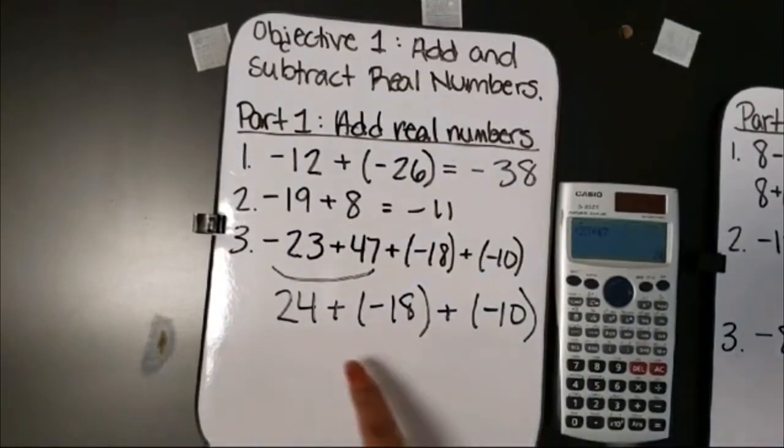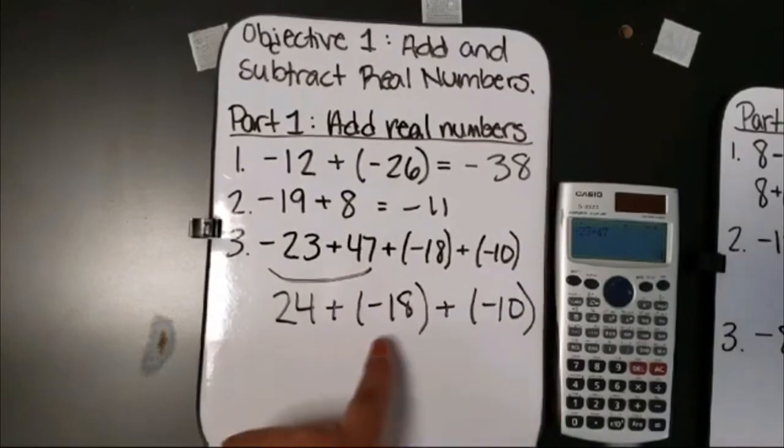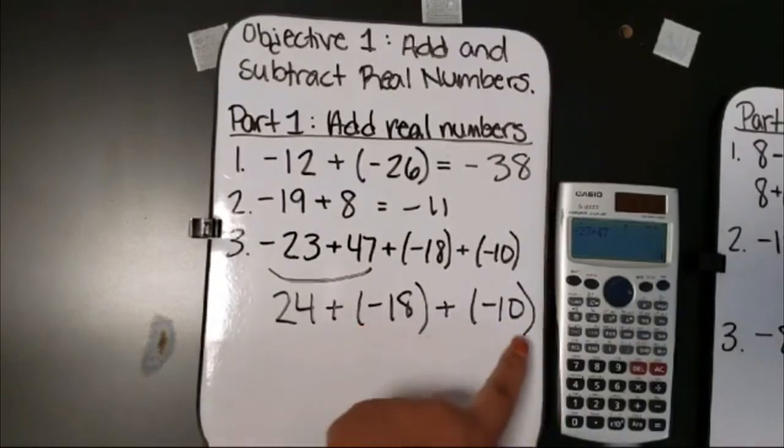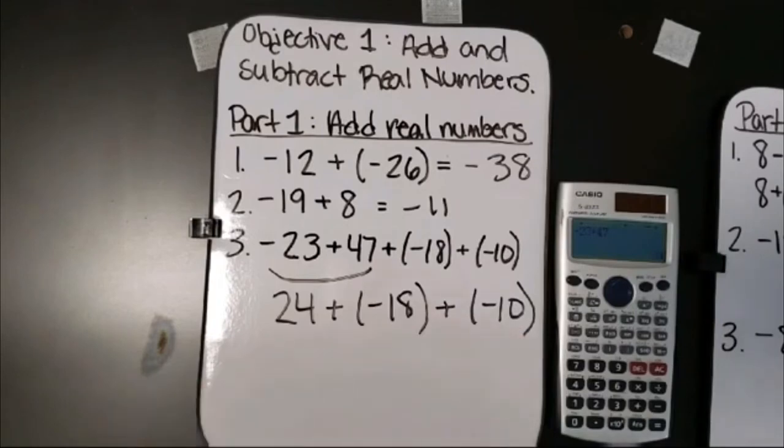All right. So one thing I want you guys to notice, we have negative 18 plus negative 10. If we added those together, what is that answer? Go ahead and put that in the comments. So this is just a side note. What is negative 18 plus negative 10?